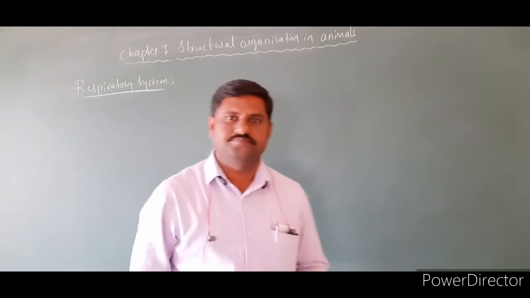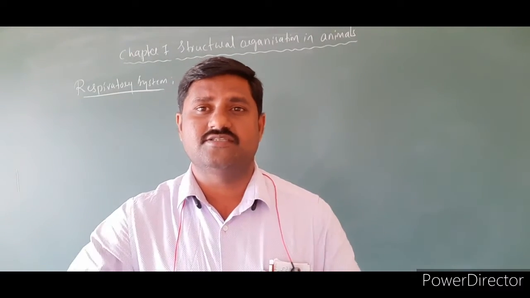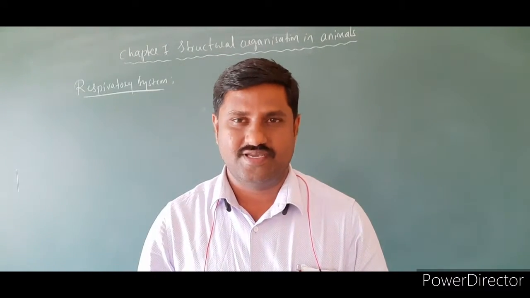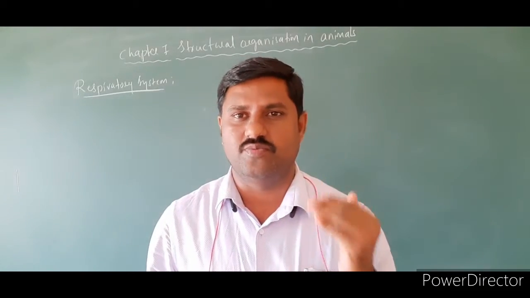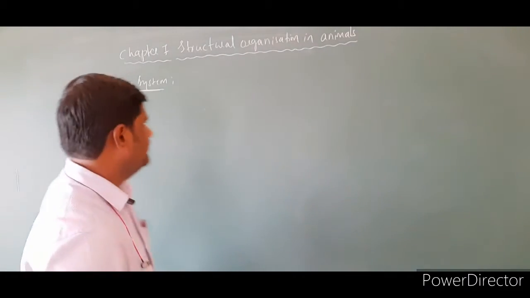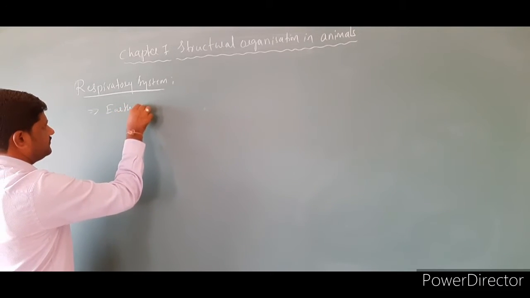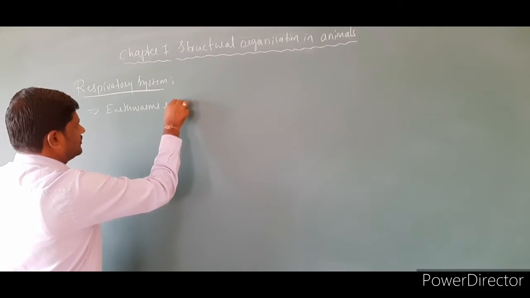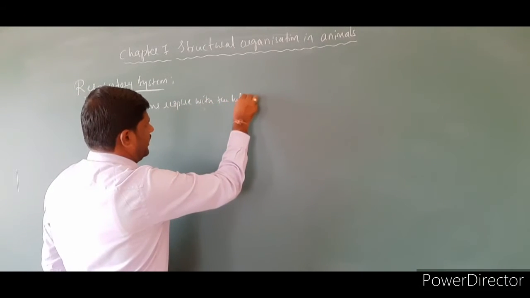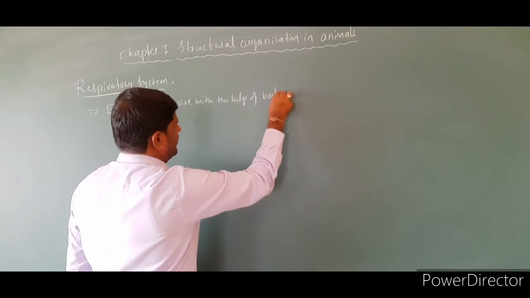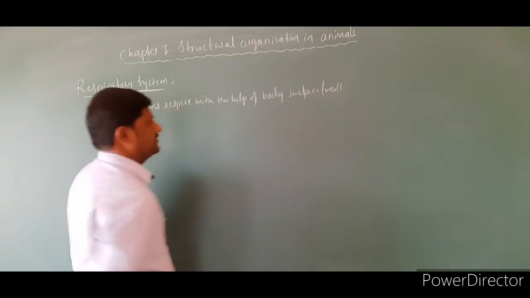So in earthworm, there are no particular organs for respiration, right? So that's why they respire with the help of the body surface or body wall, right? So these animals, that is earthworms, respire with the help of body surface or body walls, right?